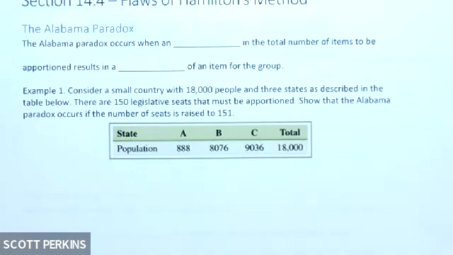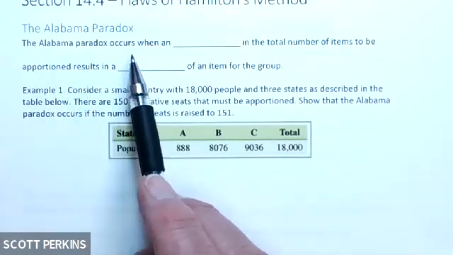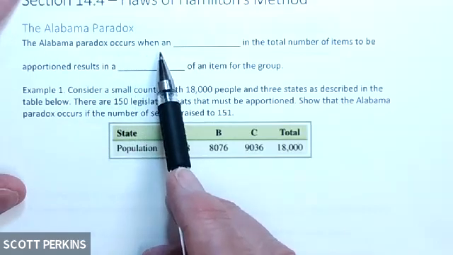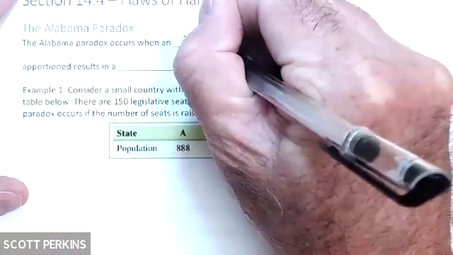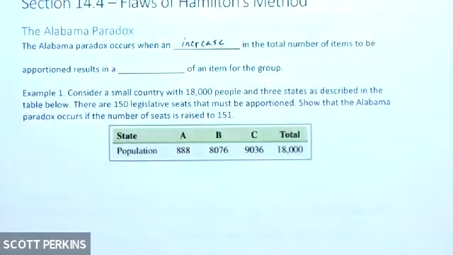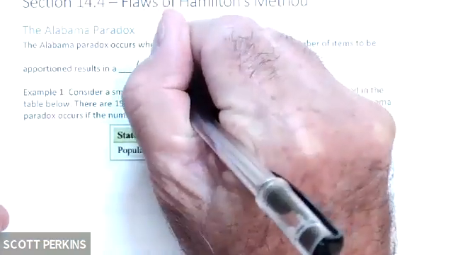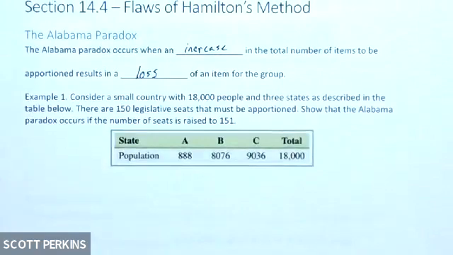So this must have happened to Alabama back in the day. It says the Alabama paradox occurs when an increase in the total number of items to be apportioned results in a loss of an item for a group. The reason this is a paradox is if you are distributing more things, you would think that everybody at least stays the same. But the Alabama paradox is by adding in more representatives, a state actually lost one of theirs. Okay, so this was a problem with the method.